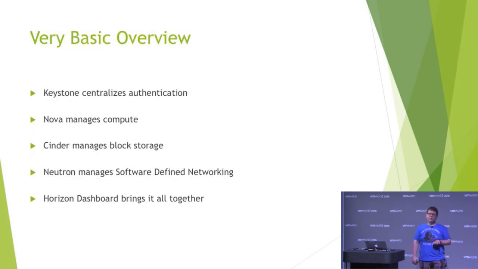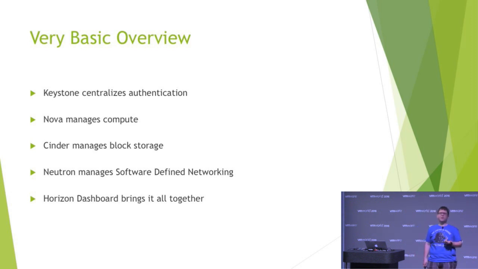So, a very basic overview. Keystone centralizes your authentication. It is what ties all the APIs for the other projects together. Nova manages your compute. It sits on the compute nodes and schedules the CPU and the memory. And Cinder manages block storage. It's software-defined storage, so whenever you're choosing your storage, you choose a volume.